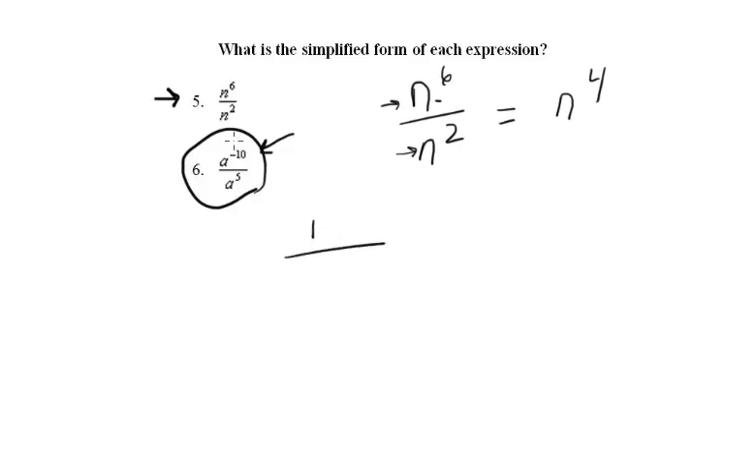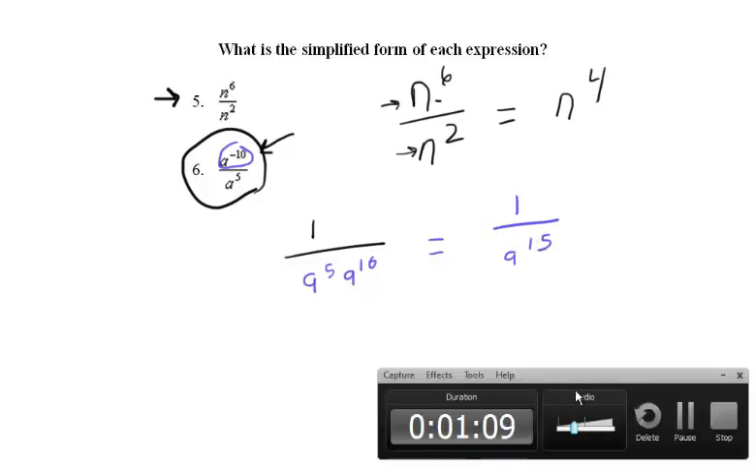So I'm taking this whole thing right here, this whole thing right here has to go to the bottom. So that becomes a to the 5th, a to the 10th. So now once again we're simply going to add those together and get a 1 over a to the 15th. So that's number 5 and 6.